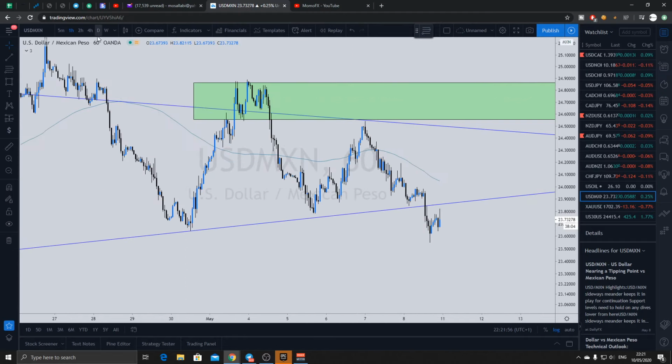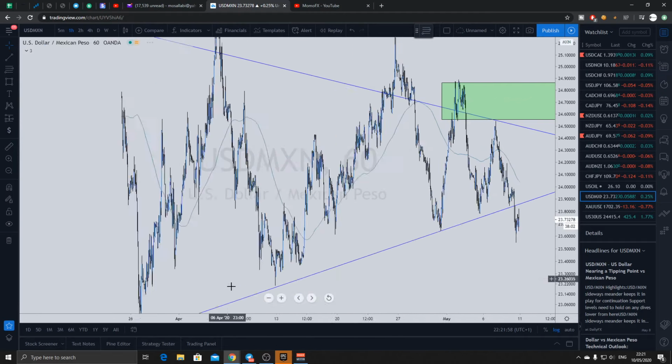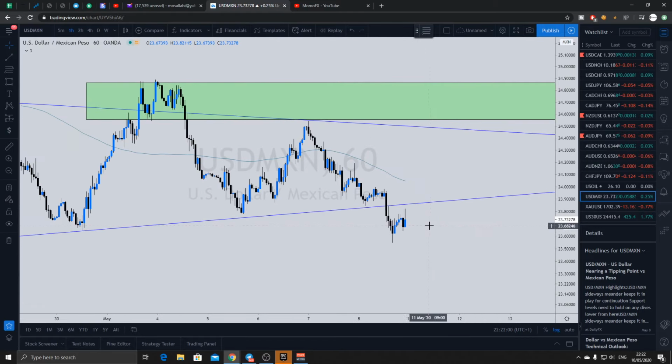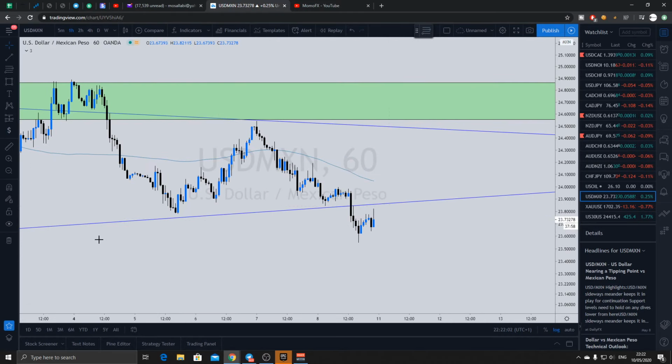But now, what are we looking for? We saw that breakout on this trend line up here, right? So we saw a breakout. From here on out, we're looking for sells on USD MXN. So I'm looking for this to drop, right?